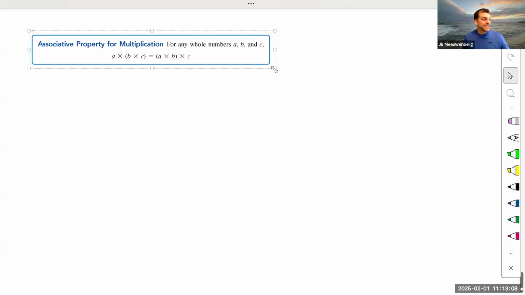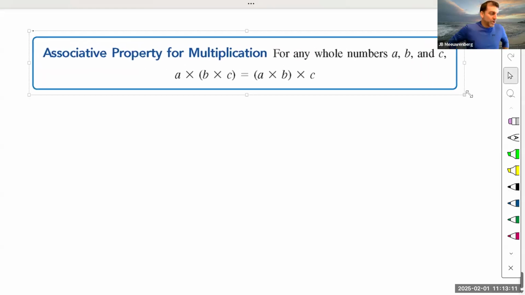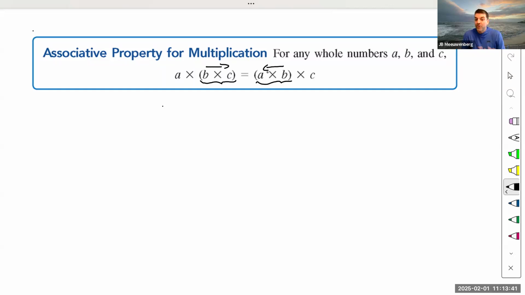If you did that, what you probably came up with was an idea that looked like this. The associative property for multiplication says that for any whole numbers a, b, and c, a times the product of b times c is equal to the product of a times b, and then group together times c. Remember, associate. Who do you want to be with? Who do you want to be next to? Who does b, which is in the middle, want to associate with? Does it want to associate with c, or does it want to associate with a? It doesn't matter. You're going to get the same answer either way.